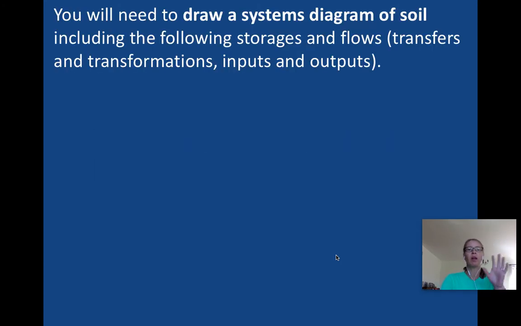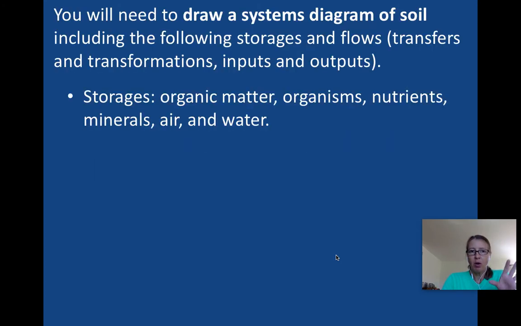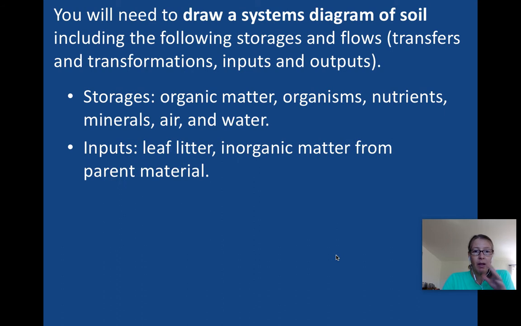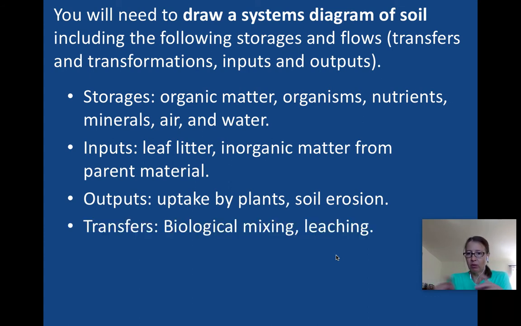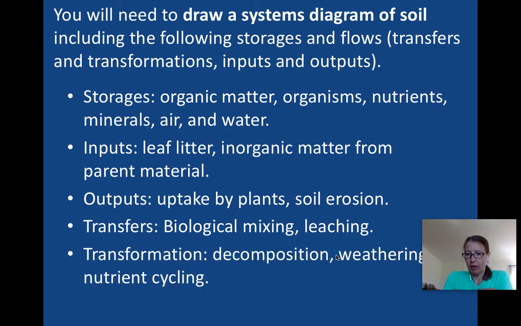Okay, so in the systems diagram, we're going to do storages. This is the list of the storages you need. The inputs, things that are going into the soil. These are the flows, and the outputs. So what's going in, what's coming out. And then the transfers, so moving things around back and forth. And then finally the transformations. The transformations are when you actually have some sort of chemical change within that soil. All right, so let's take a look.